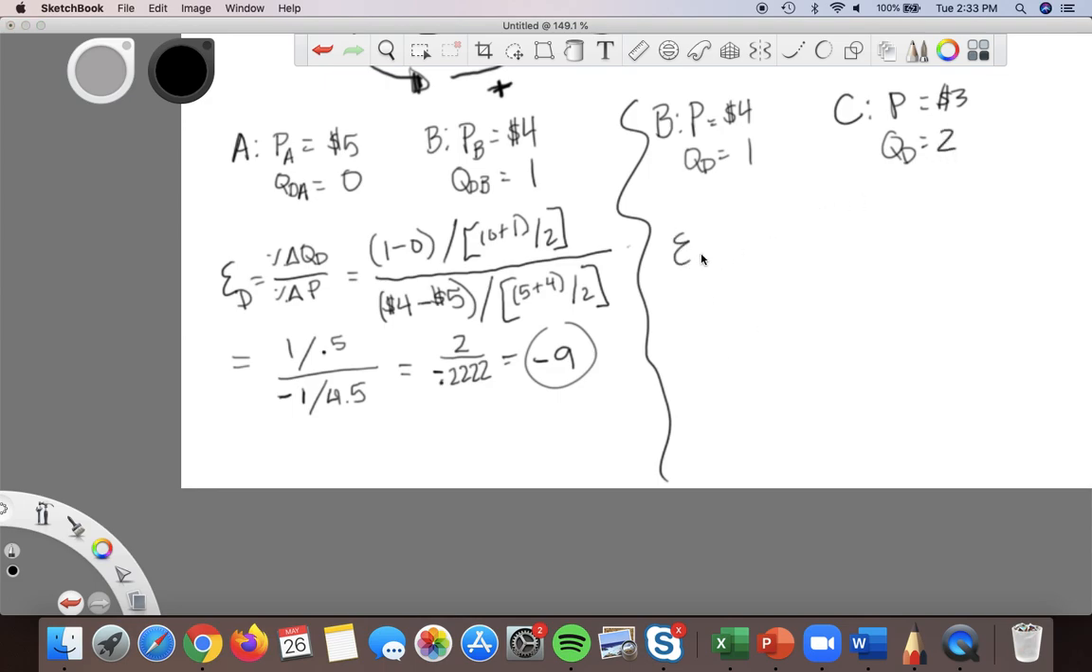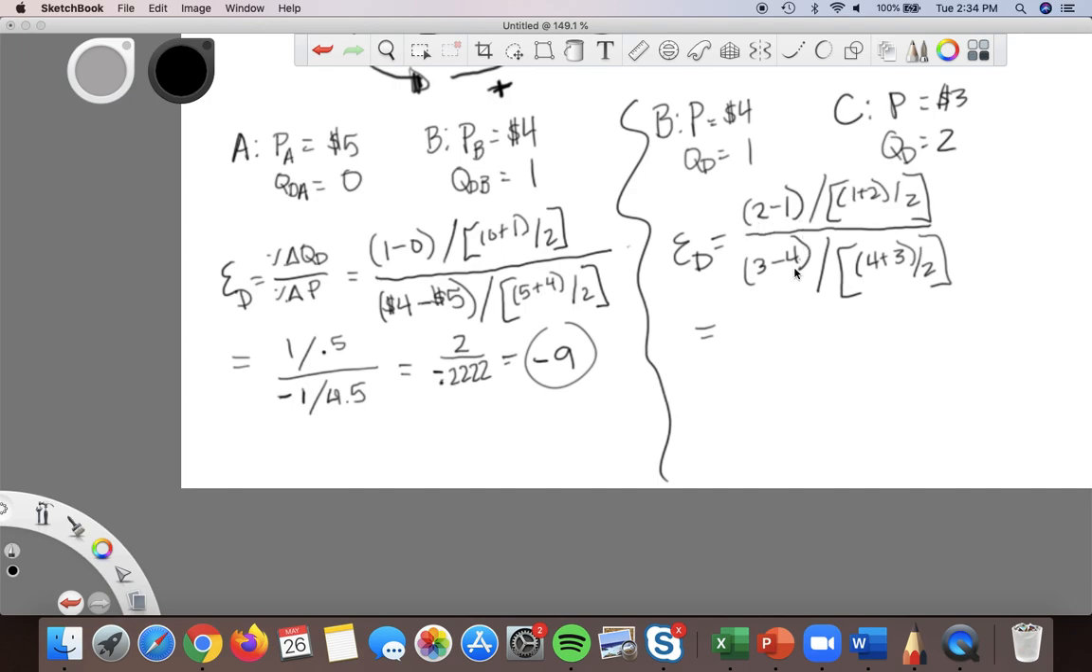Same idea. We're going to take the percent change in quantity demanded up top. So my new quantity demanded minus my old quantity demanded, 2 minus 1, and then divide that by their average, 1 plus 2 over 2. Then we're going to do the same for price. The new price minus the old price, 3 minus 4, divided by their average, 4 plus 3 over 2.